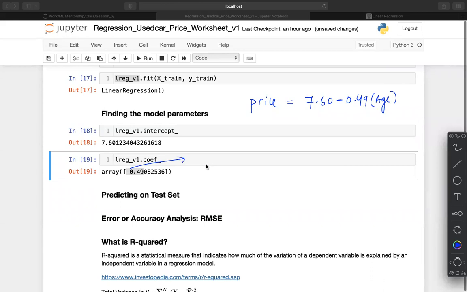The negative sign here means what? As you have seen, as the age increases, the price reduces. The negative sign basically says that there is a negative influence of age on the outcome. We have seen that also because the correlation is negative. So if your car is, let's say, 10 years old, 7.60 minus 0.49 multiplied by 10 will be 4.9, giving 2.7 lakhs. That's the expected sale price of the car.